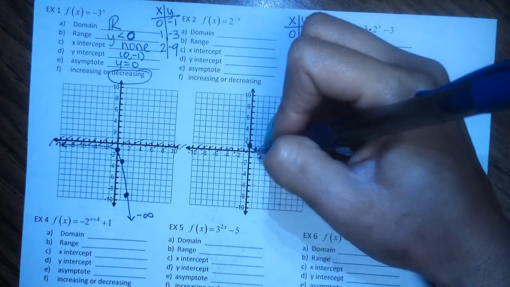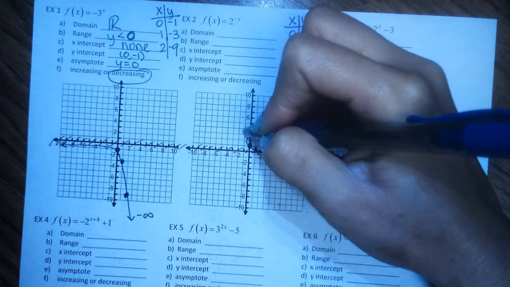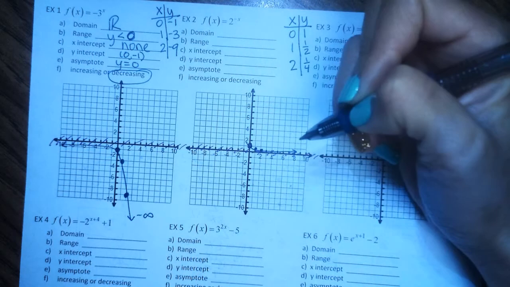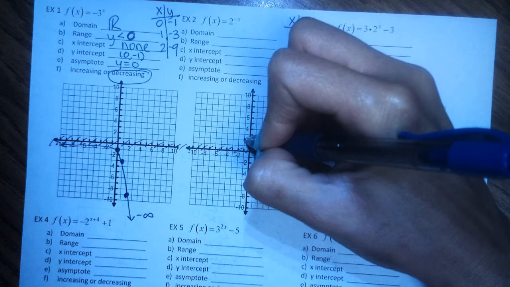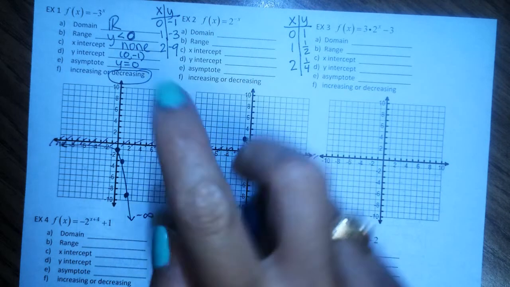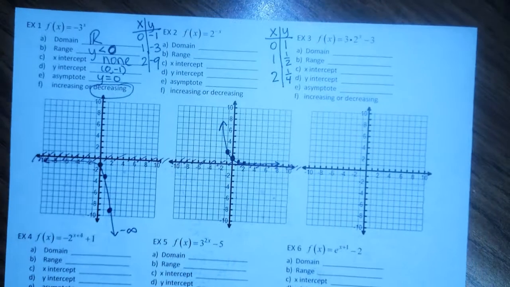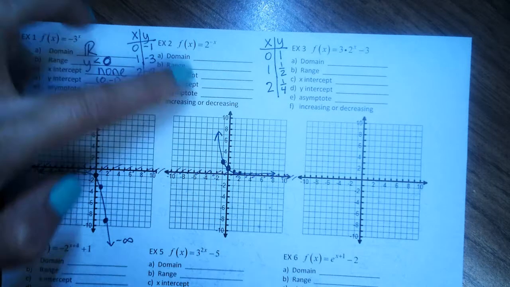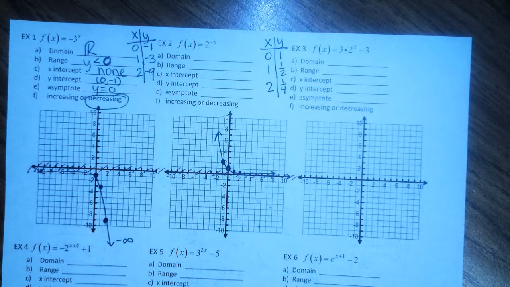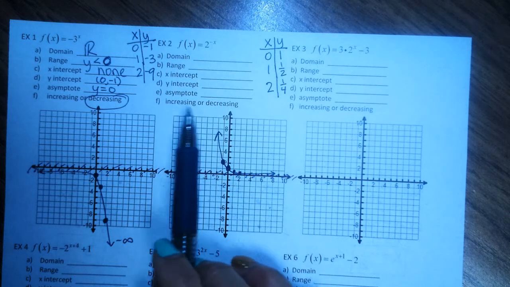And on this side, it's going to have some points where they're 1, 2. So if x is negative 1, y would be 2. Okay, that's all we need. So it's going to be going that way. You can answer the information here by yourself about the domain, range, intercepts. I want to do the increasing or decreasing though.